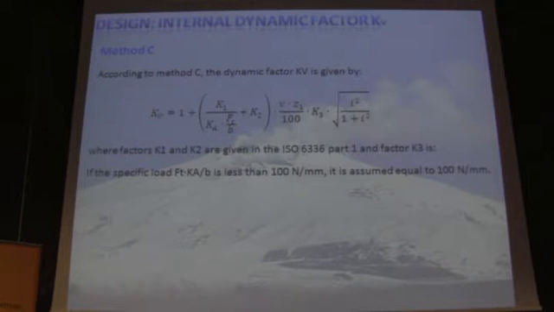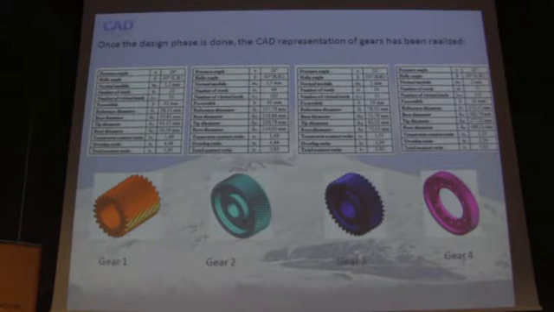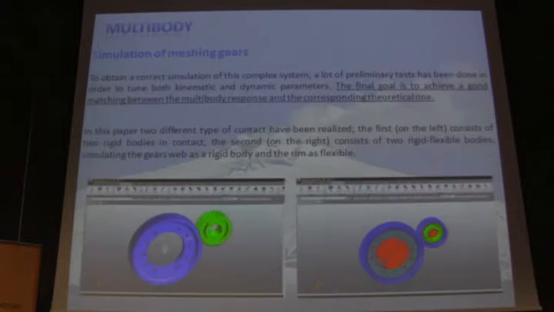This is method C, similar. These are the tables representing the geometrical characteristics of the four gears. Modulus, pressure angle, etc.